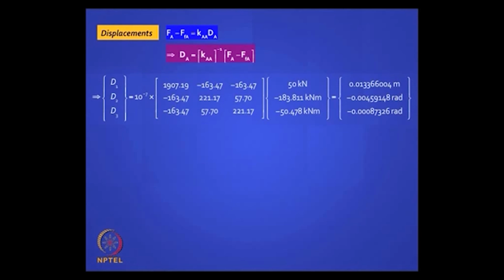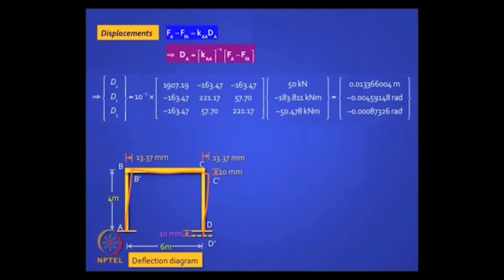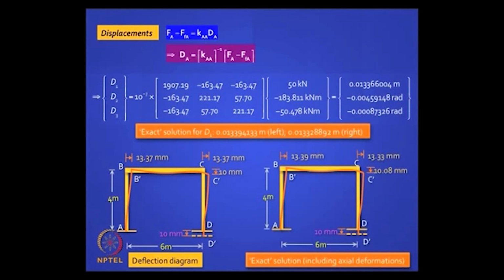Now it's interesting to check whether these answers, these deflections are what you got when you considered axial deformation. So this is what we are getting now, and it's pretty good. This is the exact solution. 13.37 mm is what you get when you ignore axial deformations, and it's the same left end and right end because we are assuming that beam will just move like a rigid body. But the exact answer is 13.39 mm and 13.33 mm. Is it okay as an engineer?